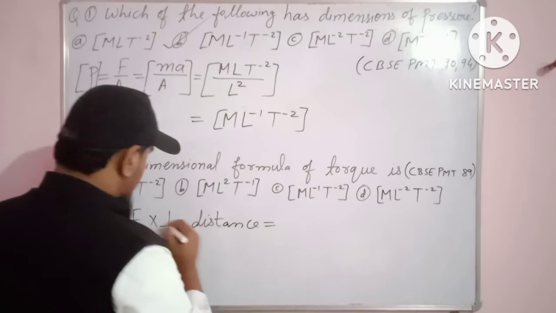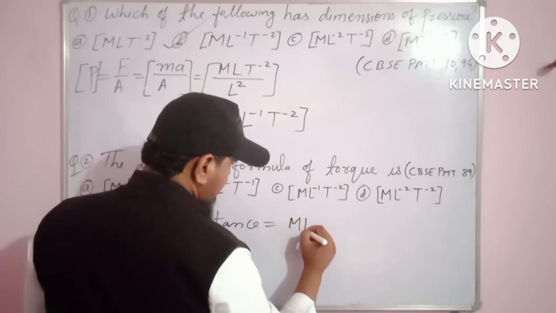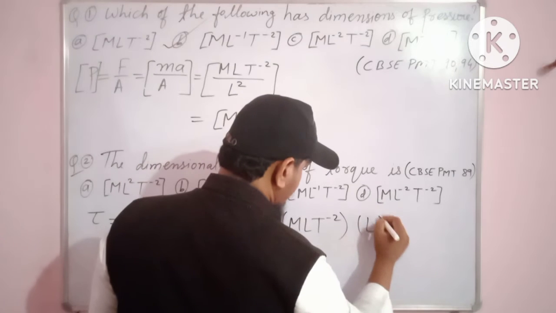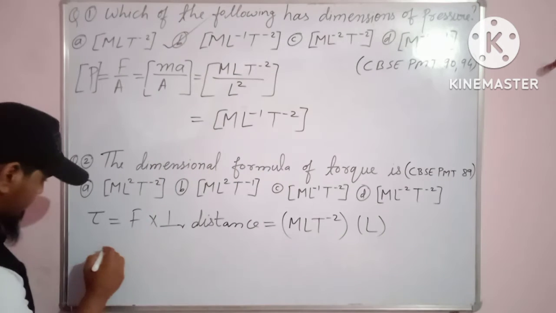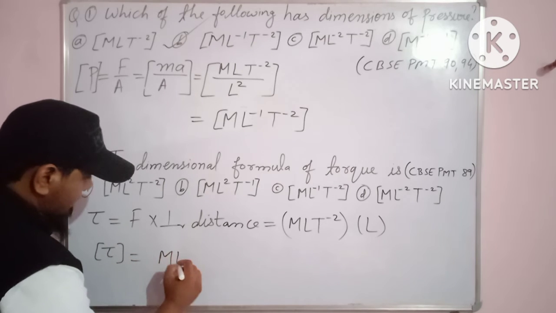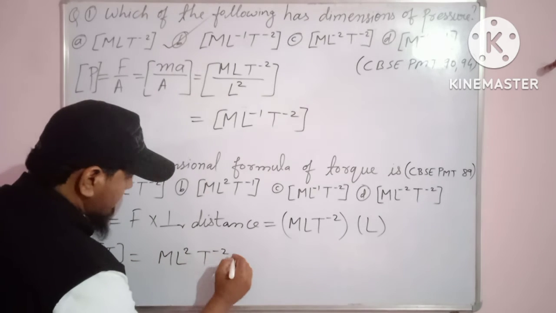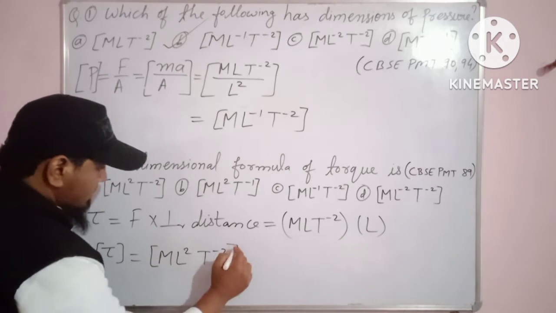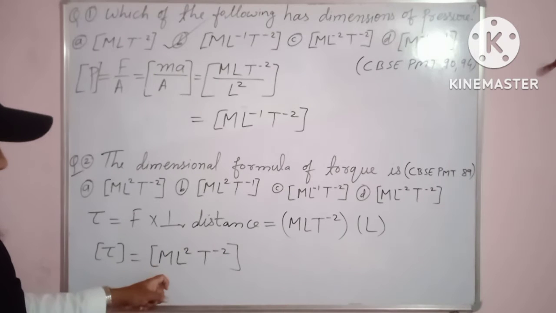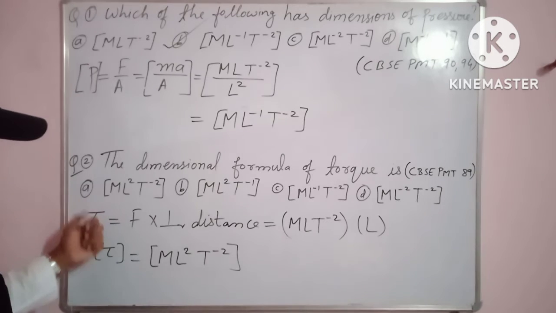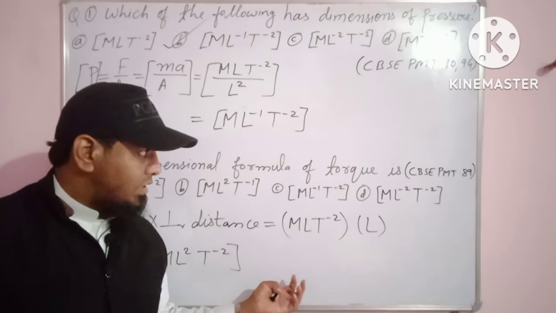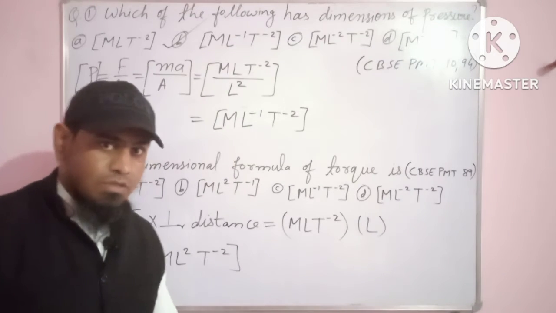And what is the formula for force? You can keep in mind mass into acceleration, that is M L T power minus 2. And the distance dimension is L. So what you will get? The dimensions of torque is equal to M L square T power minus 2. This is also a very simple question. All these are based on dimensional analysis. So M L square T power minus 2, which option is correct? Option A is correct.